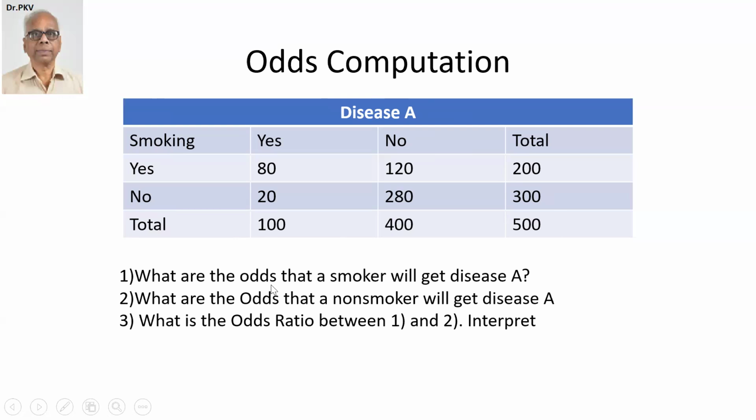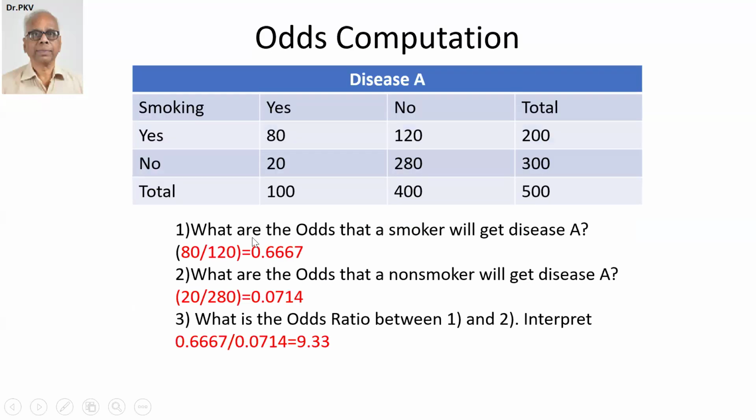Now, the first question is, what are the odds that a smoker will get disease A? What are the odds that a non-smoker will get disease A? What is the odds ratio between 1 and 2? So let me show you the solution and interpret the result for the last part.